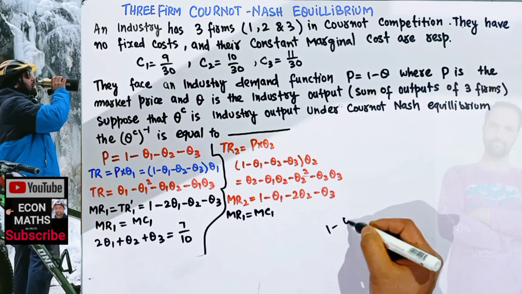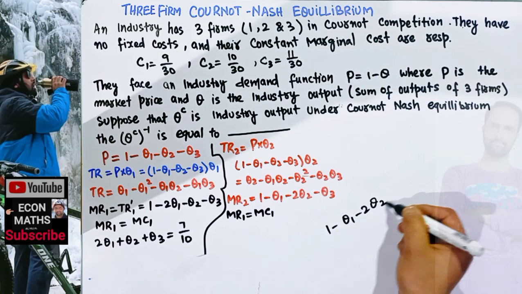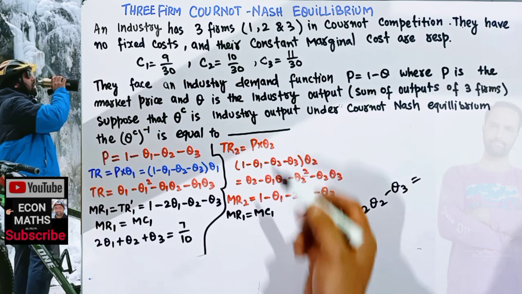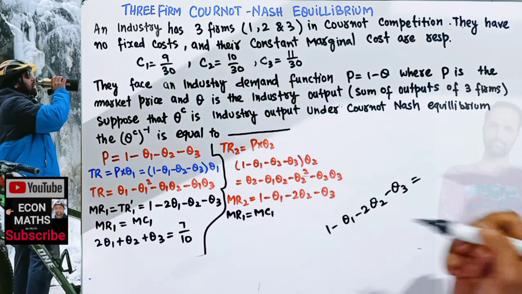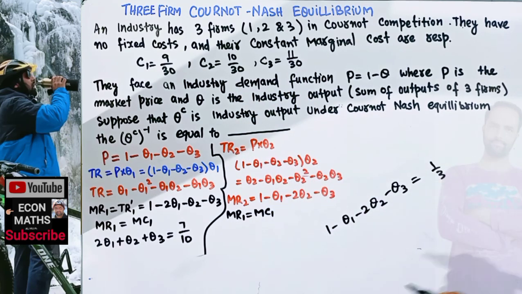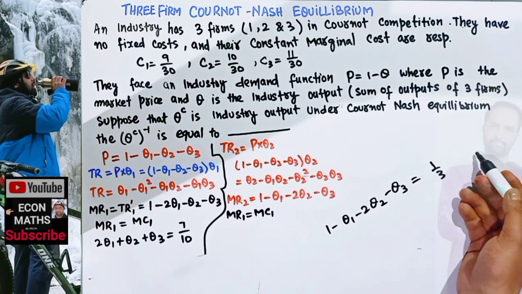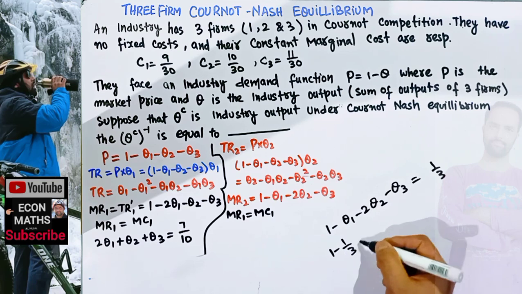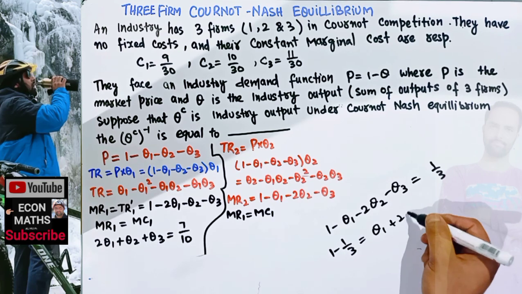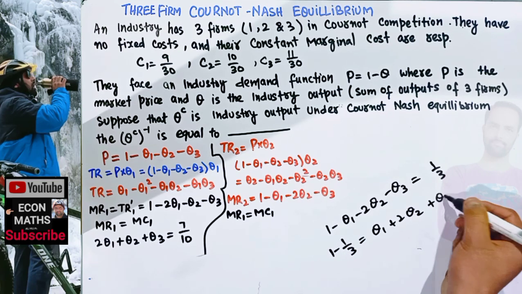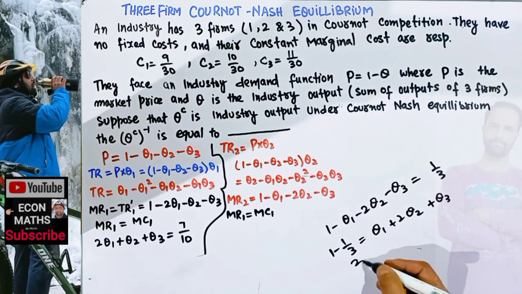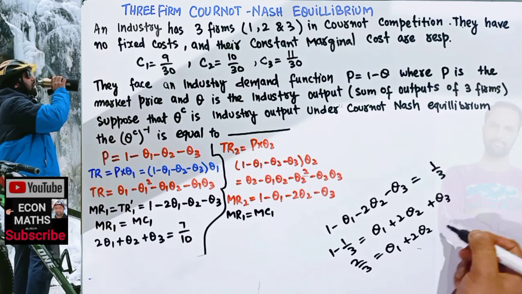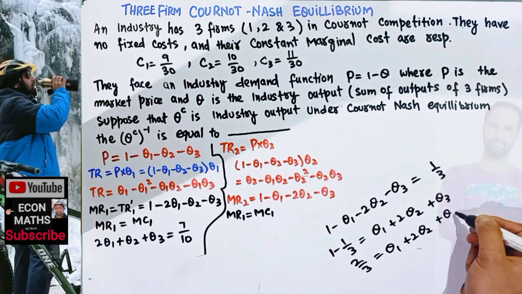Okay, we have 1 minus Q1 minus 2 Q2 minus Q3. We equate it with its marginal cost, 10 upon 30, we can write it as 1 upon 3. Transposing these terms, they will become positive. Transposing this term, it will get subtracted from this 1. So we will get Q1 plus twice Q2 plus Q3. So this comes out to be 2 upon 3, equal to Q1 plus twice Q2 plus Q3.